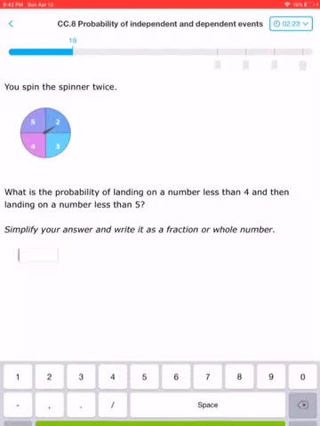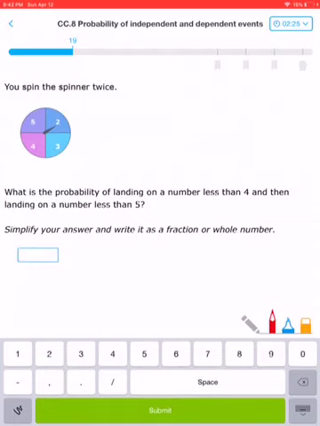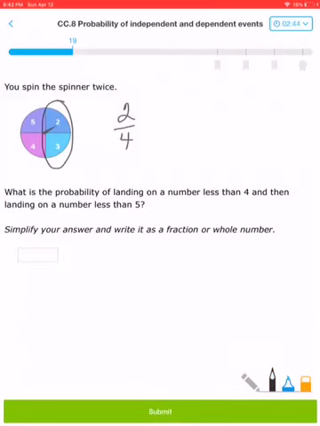Okay, let's look at this next one. You spin the spinner twice. What is the probability of landing on a number less than 4 and then landing on a number less than 5? Okay, the chances of landing on a number less than 4 are these two. It's 2 numbers out of 4. You could even say a half. Well, on the next spin, all the numbers are still there, obviously. A number less than 5, well, there's 3 of them.